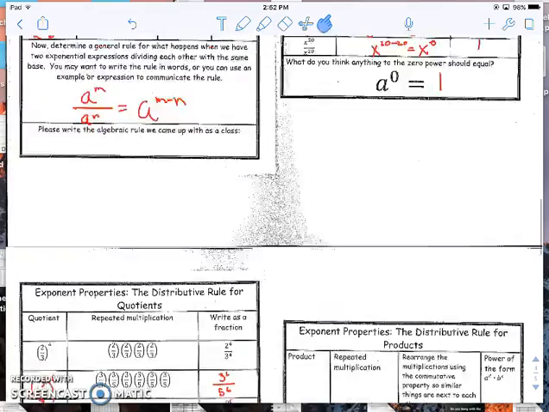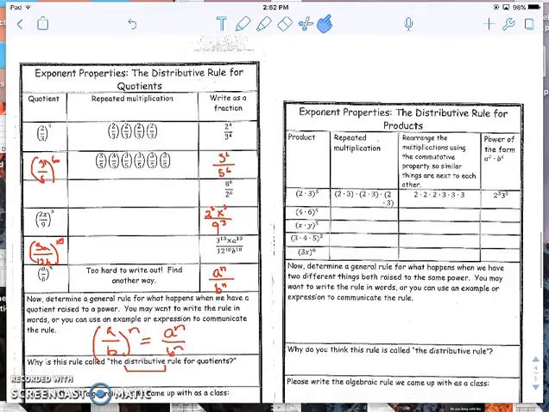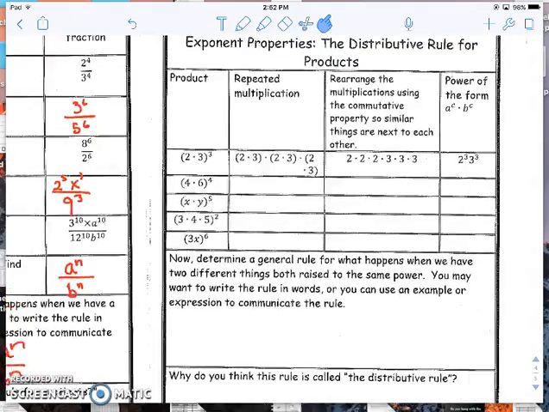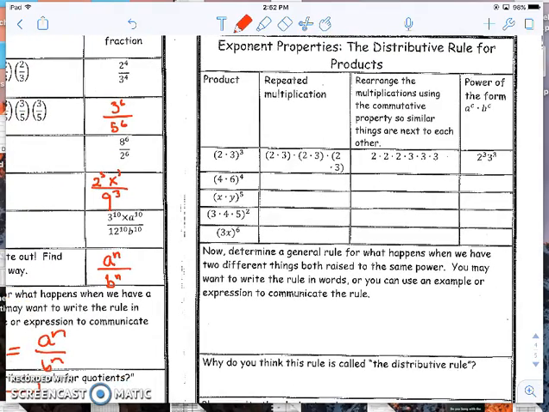So the next one here, let's see, the distributive rule for quotients. Oh, we did that one. Whoops. So the second distributive rule for products. Let's see. So we have it 4 times. So 4 to the 6th, 4 to the 6th, 4 to the 6th. That got a little messy.